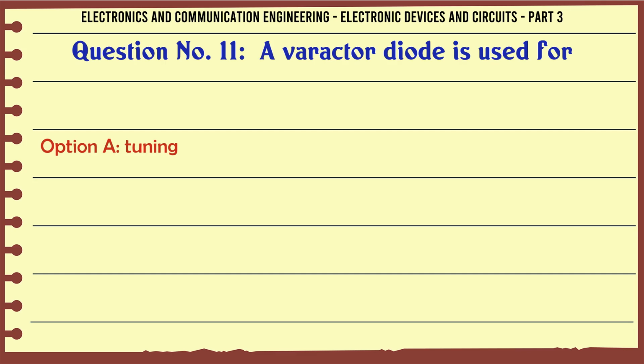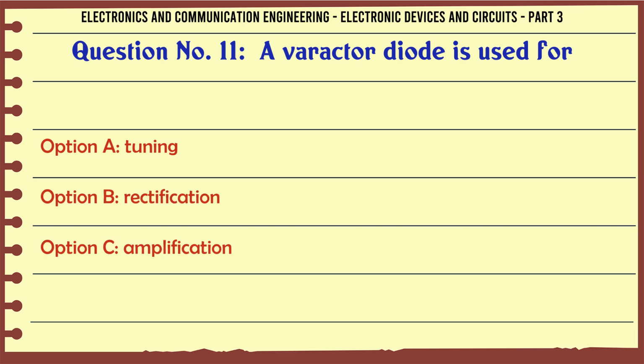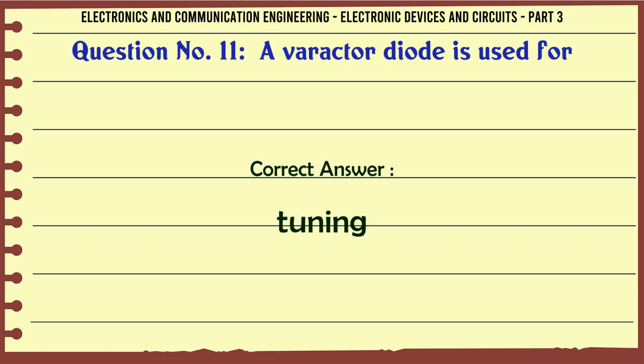A Varactor diode is used for A. tuning, B. rectification, C. amplification, D. rectification and amplification. The correct answer is tuning.